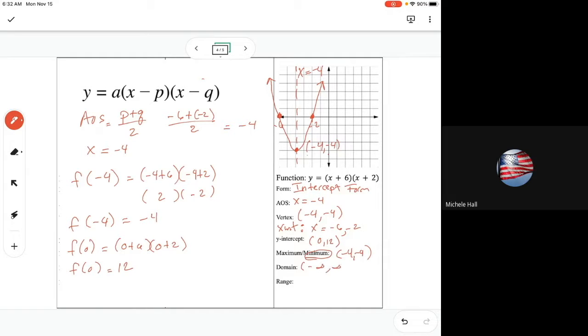Again, the domain is going to be from negative infinity to positive infinity. And the range starts at negative 4 and goes to positive infinity. Again, just checking the graph to make sure I have labeled everything correctly.